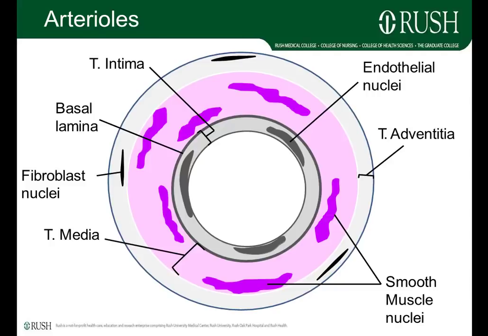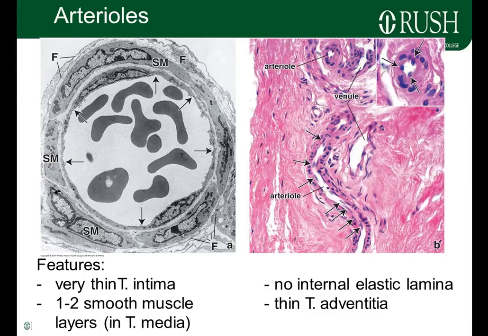They also have, in the tunica media, only 1 or 2 smooth muscle layers, and then they have a very small tunica adventitia that really just blends into the surrounding connective tissue. Here are some good examples of arterioles. Again, they feature a very thin tunica intima, no apparent internal elastic lamina, only 1 to 2 smooth muscle layers, and a thin tunica adventitia.